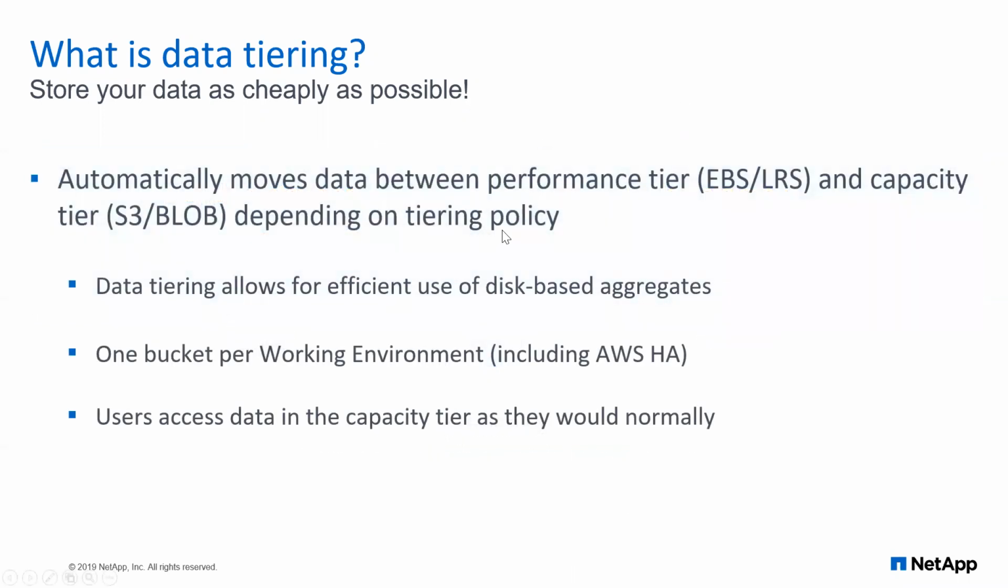Cool. So again, what is data tiering? Kind of already explained it, but the idea here is we're automatically moving data between a performance tier of elastic block storage in AWS or locally redundant storage in Azure, and a capacity tier, which would be S3 in AWS or Blob in Azure. Now, the way the data moves is going to depend on the tiering policy that you choose on a particular volume, and we're going to go into that a little bit later.